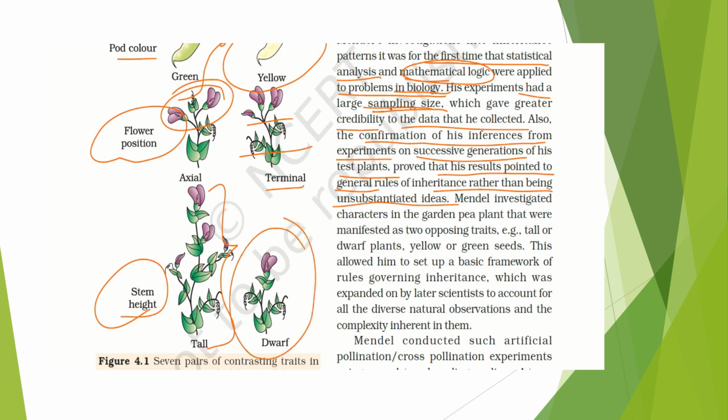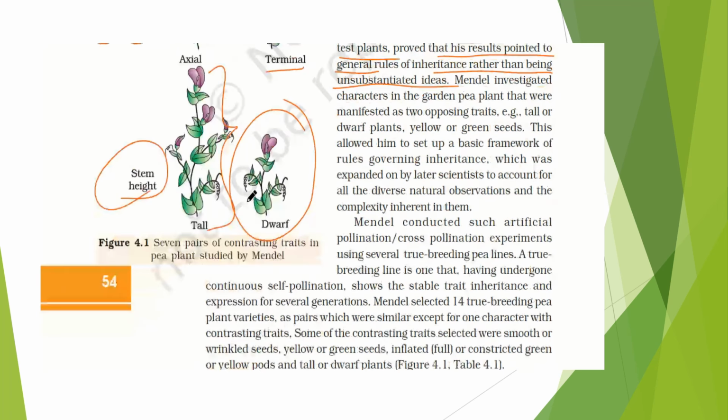So recessive means that they are carried in the next generation, but they are not shown phenotypically, that is, physically it is not appearing in these plants, right? Now, Mendel investigated characters in the garden pea plant that were manifested as opposite traits, which we have studied just now.